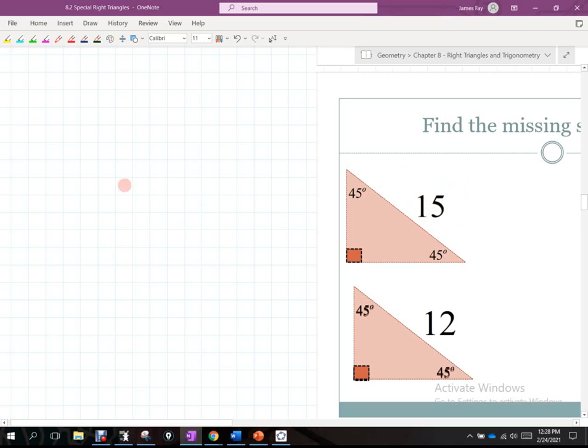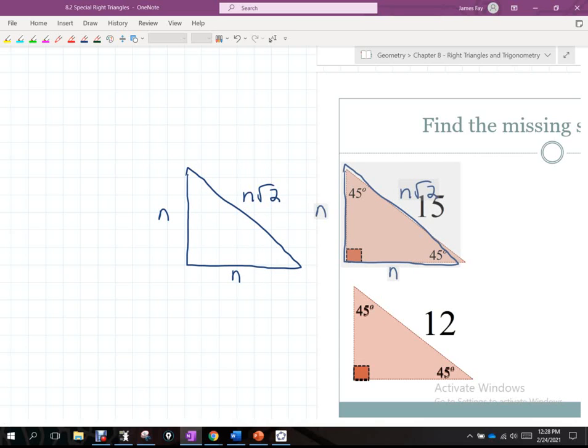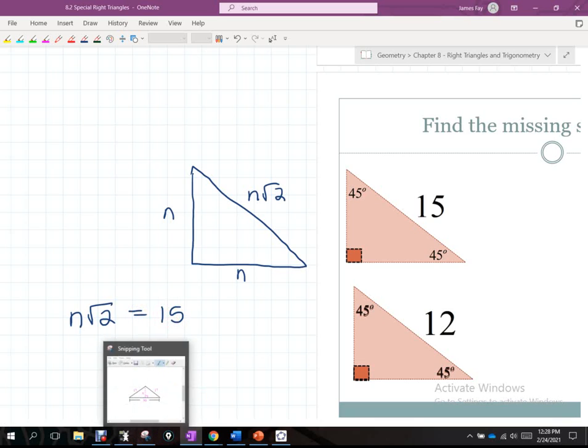So what do we do? We say, okay, I'm going to create a template that's exactly the same size as that thing. And this is n. This is n. This is n radical 2. And if I take my template and put it right on top there, what two things overlap? n radical 2 and 15, right? When I say two things, I'm talking about what two distances. Okay, so n radical 2 and 15 overlap. So I'm going to say n radical 2 equals 15.